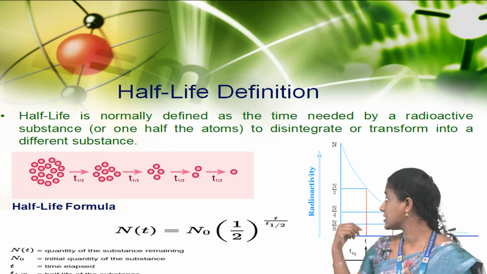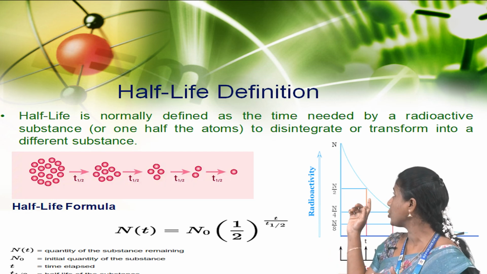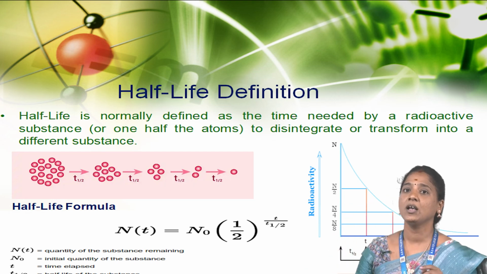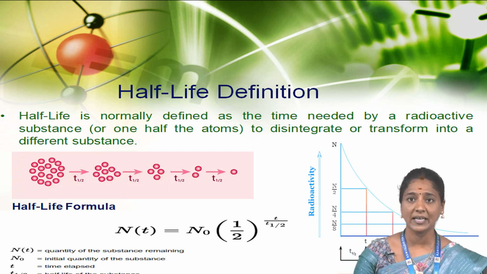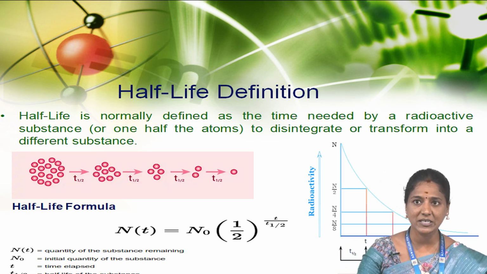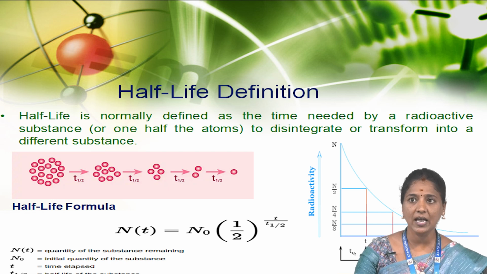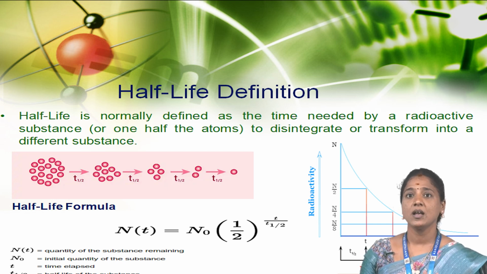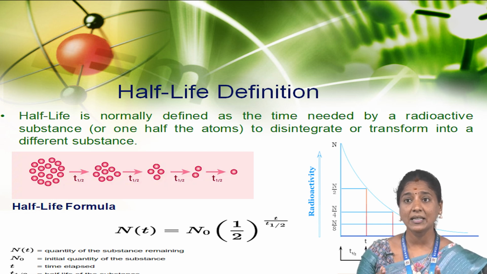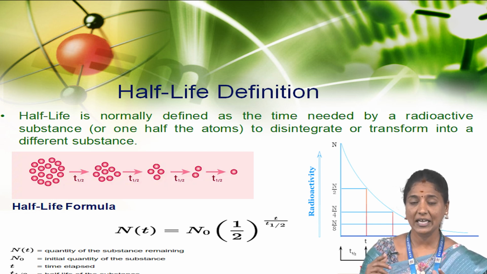Half-life definition. It's one of the most important 2-mark questions. The half-life is normally defined as the time needed by a radioactive substance or one of its atoms to disintegrate or transform into a different substance. The principle was first discovered in 1907 by Rutherford. This is usually represented by the symbol T half.